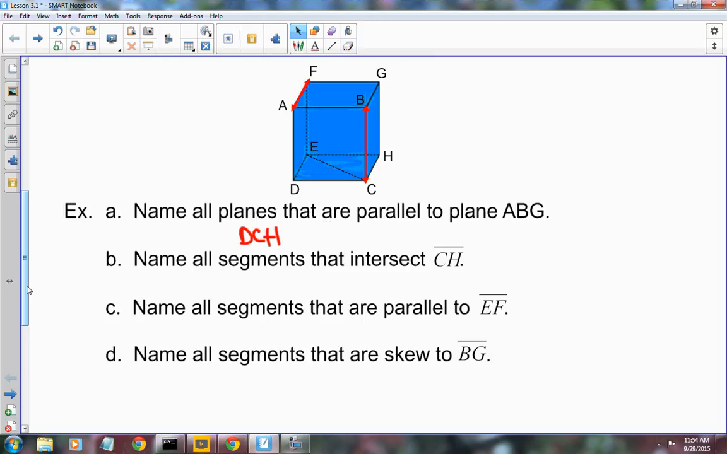Name all segments that intersect CH. Here is CH, and I want all the segments that intersect that segment. What'd you say? CD is one. Okay, what else? EC is another. BC. GH. There should be one more. EH. I wrote HE, same thing. Okay, so those 5 segments intersect CH.